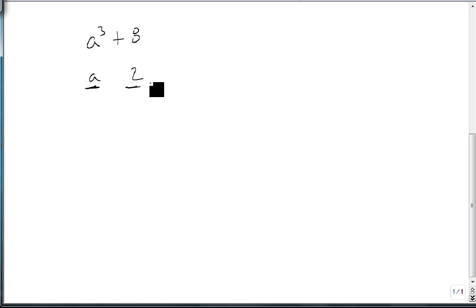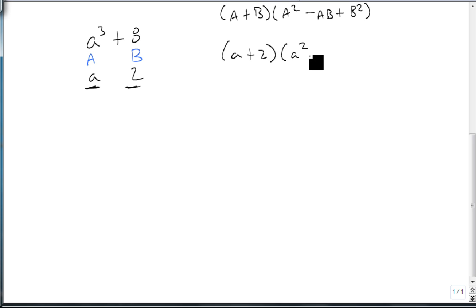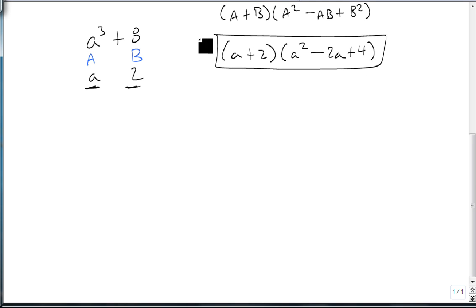So now I just go to my formula: the first sign is the same, then a² − ab, the opposite sign, and then always positive on the b². Here's my a, and here's my b being plugged in. So this is (a + 2)(a² − 2a + 4), where 2² is 4. This is my factored form answer of a³ + 8. Always, always, always write the formula out and use it.